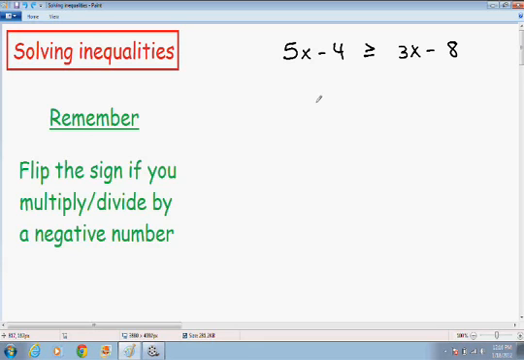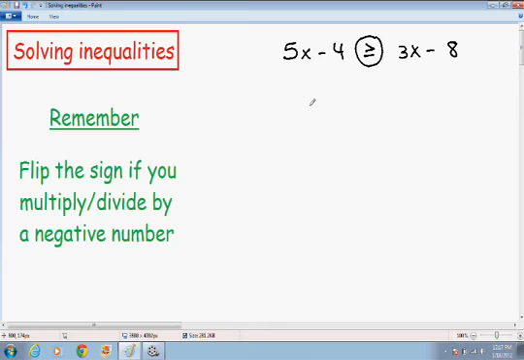Solving inequalities is much the same as solving a normal equation. This sign right here, the greater than or equal to sign, you can just imagine as an equal sign, and you can solve this inequality just like a normal equation. The one thing that you have to remember, and I wrote it for you in green on the left-hand side, is you need to flip the sign if you multiply or divide by a negative number. So you can solve these just like a normal equation, and the only thing you have to do differently is flip the sign if you multiply or divide by a negative number.